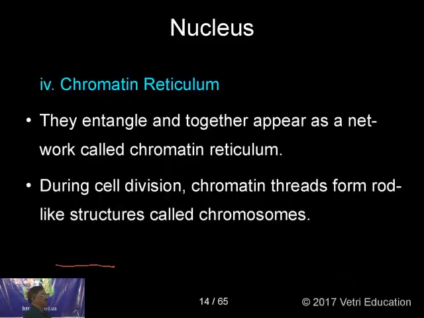They are entangled together and appear as a network called the chromatin network. During cell division, the chromatin threads form rod-like structures called chromosomes. So, in the normal condition, that is interphase, they are just thread-like structures. At the time of reproductive cell division, they form into rod-like structures called chromosomes.